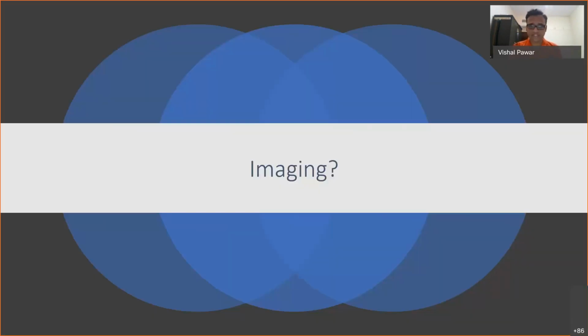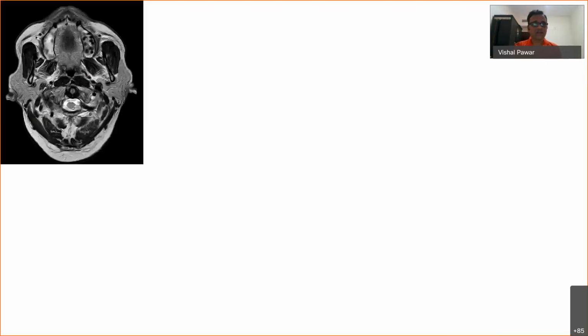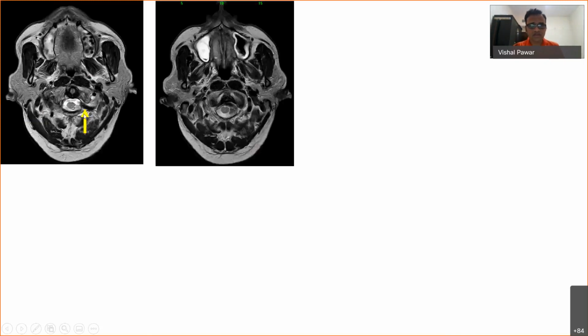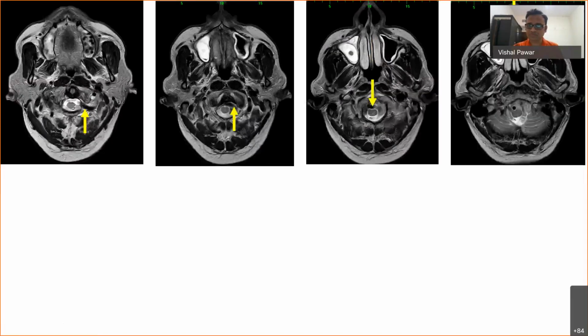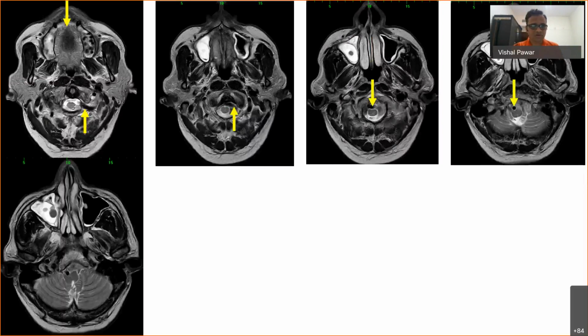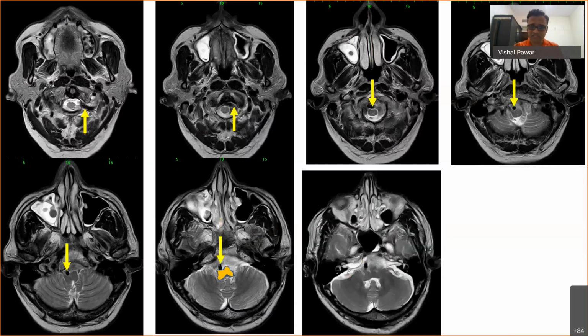So is imaging indicated or not? Yes, definitely it is indicated. So I did his imaging. Just look at this, the vertebral artery on the left side. I will show you the findings. Continuously look at the vertebral artery course. We could see here on the left side, then it is going to the right side and compressing the medulla, the anterolateral surface of the medulla, and causing displacement of the medulla.